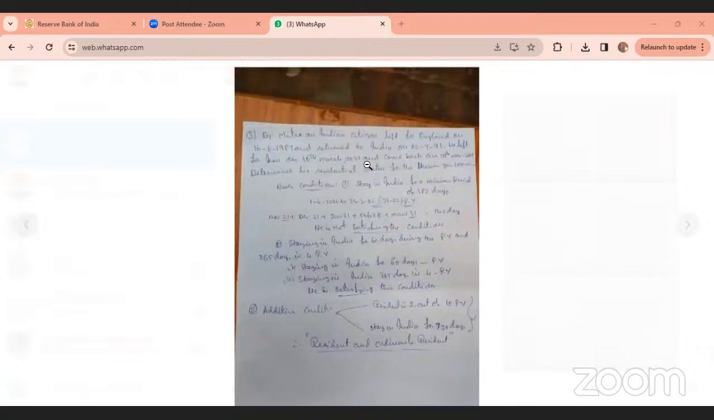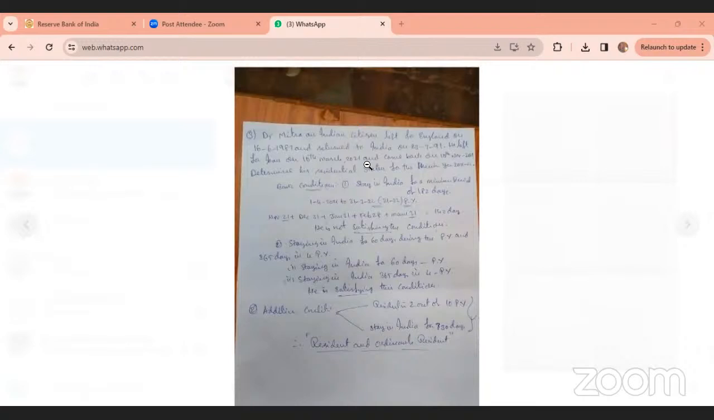So here what happened? One of the basic conditions is satisfied, and both the additional conditions are also satisfied. That is the reason Dr. Mitra's residential status is called resident and ordinary resident. Like that, you have to find out for the individual, HUF. His status is resident, non-resident, resident and ordinary resident, or resident but not ordinary resident.